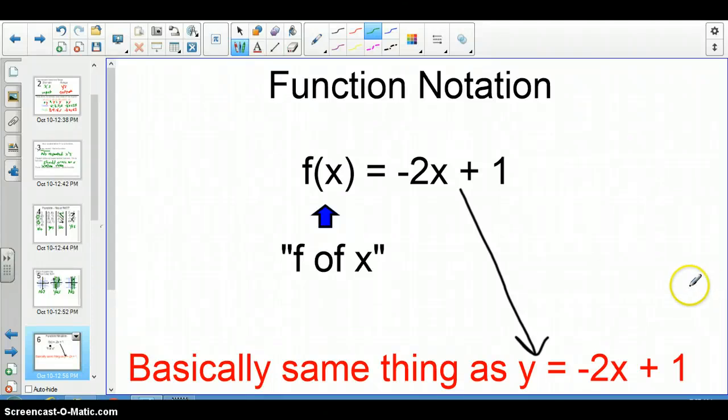Function notation is just another way to write equations. We write them f of x. All that means is f of x. It's basically the same thing as y. Okay, y equals. So y equals negative 2x plus 1 is the same thing as f of x equals negative 2x plus 1. Basically, it's the same exact thing, just a different way to write it.